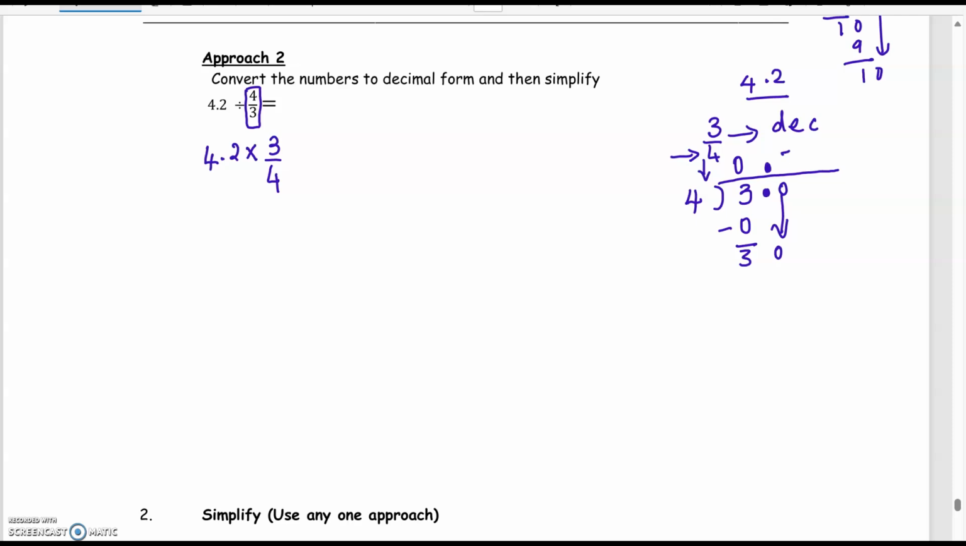4 sevens are 28. Subtract. To get a 2, add another 0. 4 times 5 is 20. Subtract, and you have a 0.